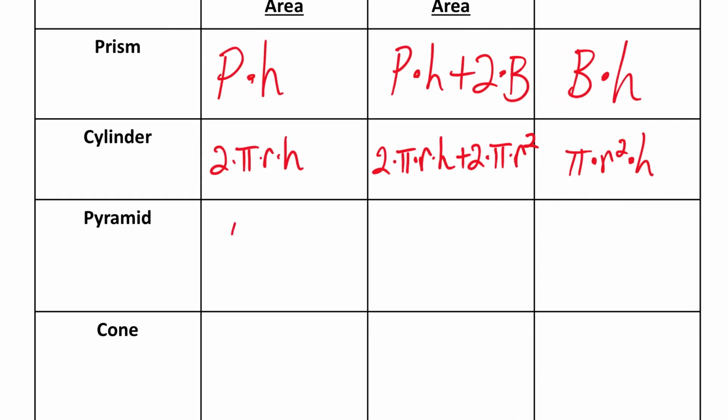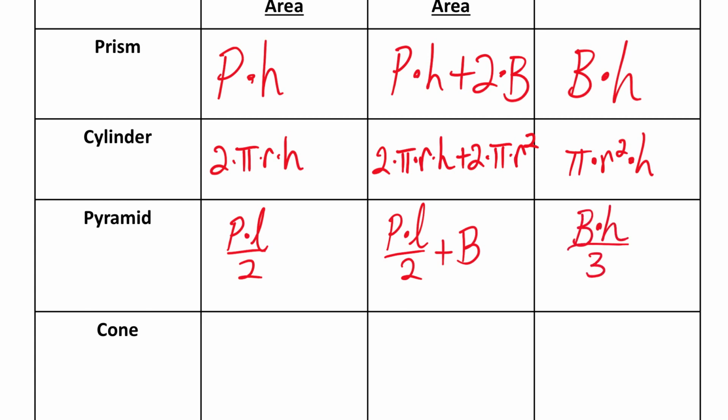Okay, lateral surface area of a pyramid is PL divided by 2. Total surface area is PL over 2 plus B. And then volume is BH divided by 3.